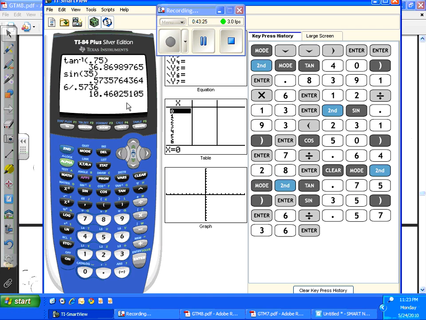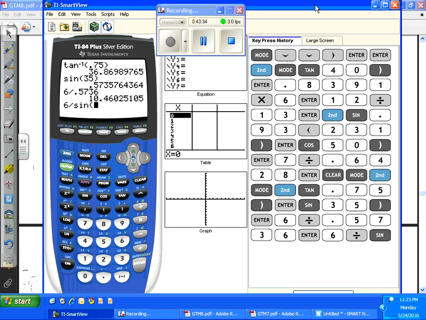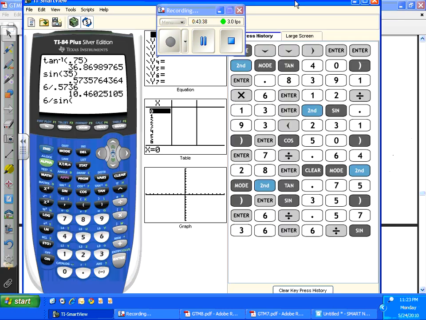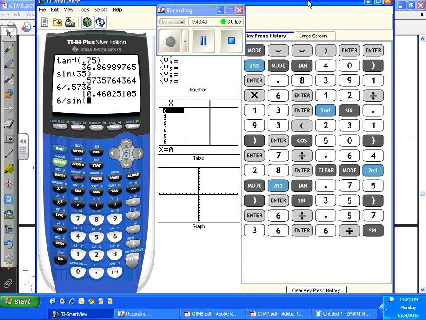So we would punch it in like this: 6 divided by sine 35, there it is.